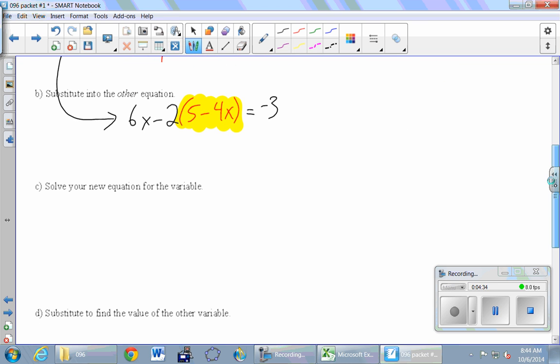So we'll solve that equation. We'll copy the 6x, distribute that 2. Combine like terms. Add the 10.